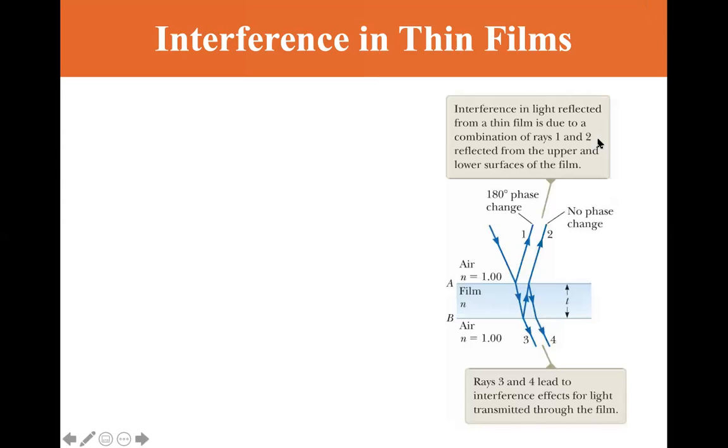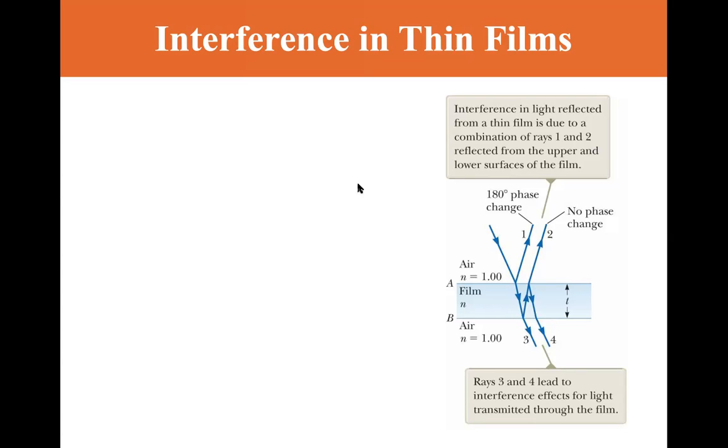Yeah, so interference in light reflected from a thin film is due to a combination of rays one and two reflected from the upper and lower surfaces of the film. So you have these rays that they're showing you have quite a bit of angle, but in reality, these are rays that are almost normal to the surface. They just expand it here so that they're not one on top of each other, and you can see them better. So let's remember that these angles are nearly normal to the surface.